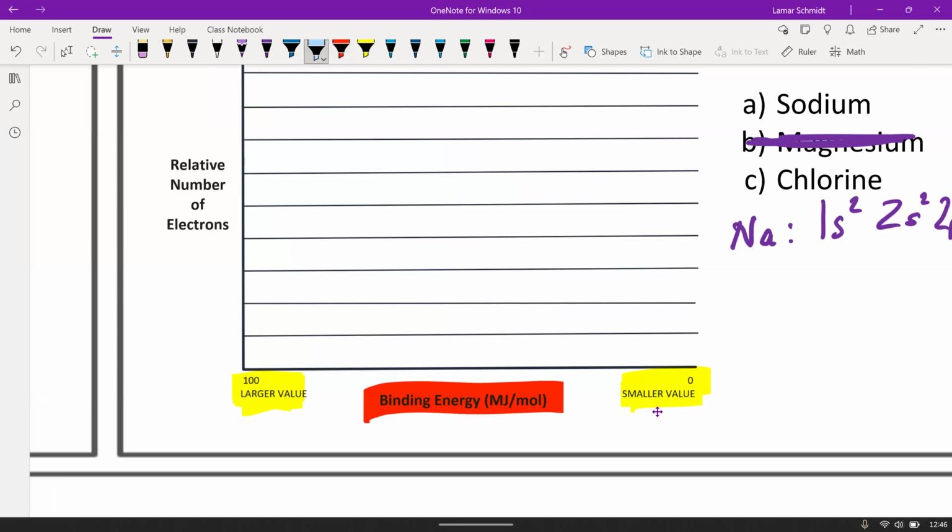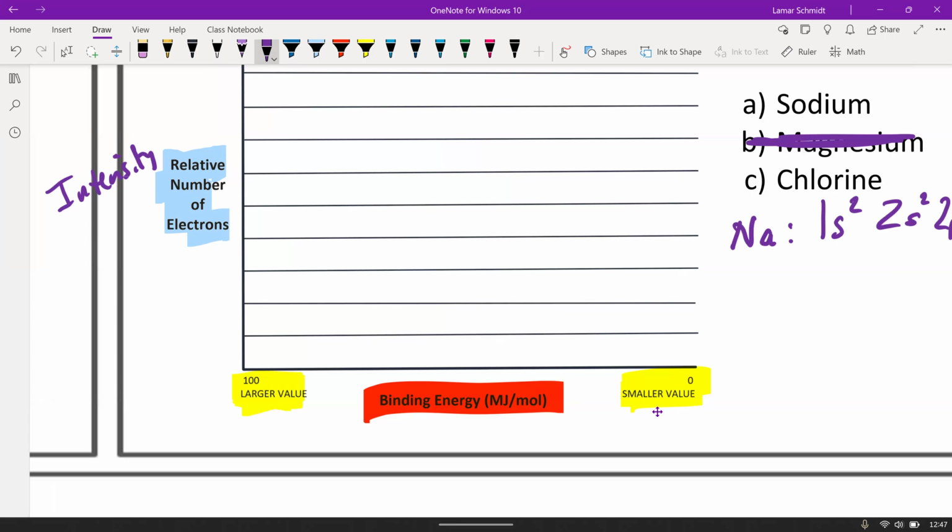And if we're referring to our y-axis, we see that it's dealing with what? Relative number of electrons, not the number of electrons, but the relative number of electrons. And sometimes you will see this word, intensity. So it has to do with the intensity of the peak. And this intensity is referring to the relative number of electrons, not the number of electrons, but the relative number.